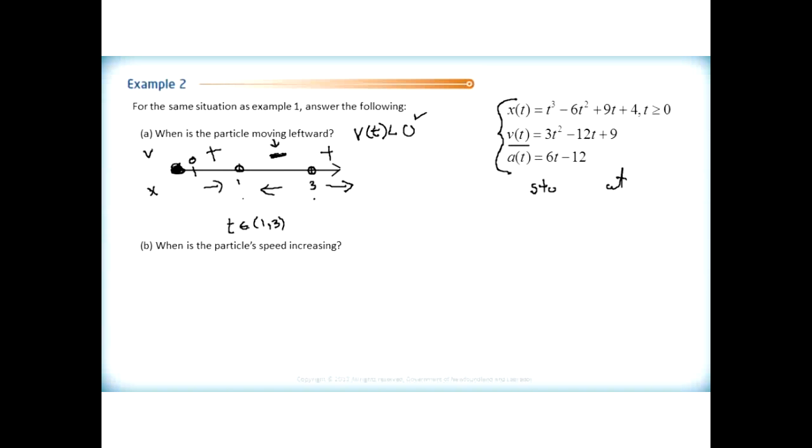is, when is this particle's speed increasing? So when is it speeding up? So not velocity increasing, but when is its speed increasing? So it'll be speeding up, or it'll have an increasing speed, remember, whenever the sign of the acceleration and of the velocity are the same. So if they're both negative or both positive.